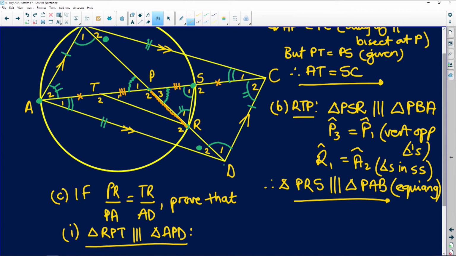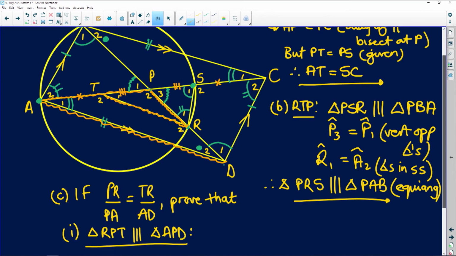PA is this whole diagonal over there, so it's that part and this part over there. TR is this line that lies over here. And we've got AD, which is this full line here at the bottom. Okay, and that is exactly what they want us to show: APD, the big triangle, is similar to RPT, the smaller one. But based on the information that they gave us, they want us to prove that.